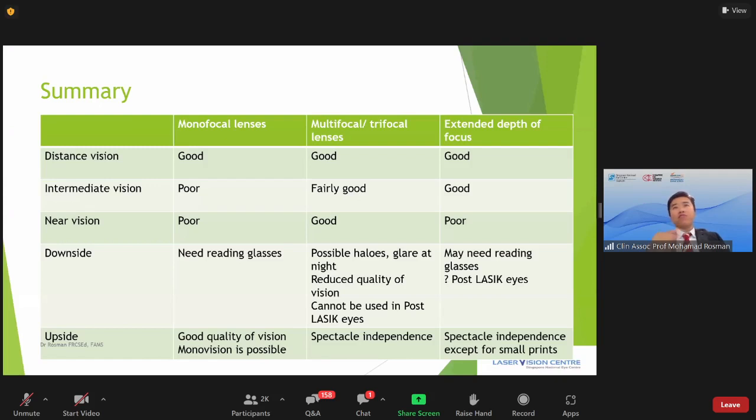We have multifocal or trifocal lenses, which give you good far vision, good near vision, and fairly good intermediate vision. However, there are potential risks like halos, glare at night, and reduction in quality of vision, and they cannot be used in post-LASIK eyes. But this reduces the need for spectacles. We also have extended depth of focus lenses, which allow you to see far and intermediate, not so good for near. You may still need reading glasses, but there are fewer night vision symptoms.